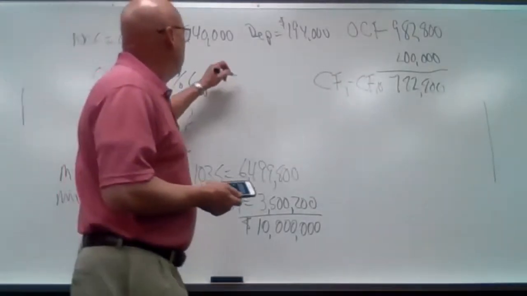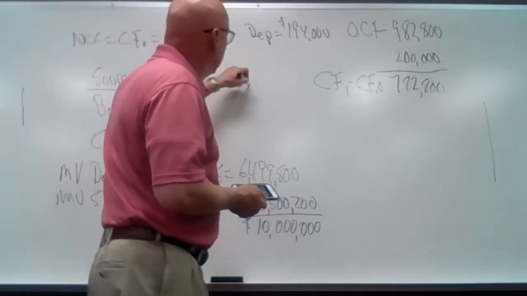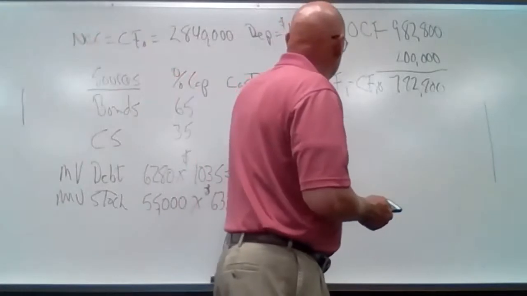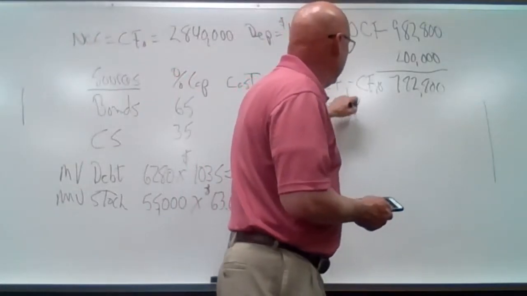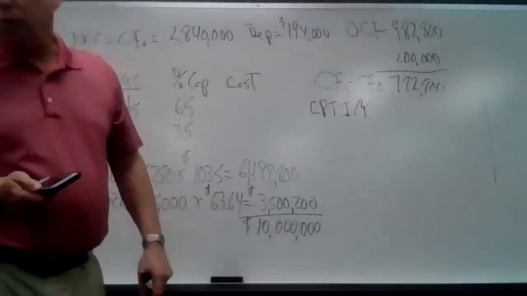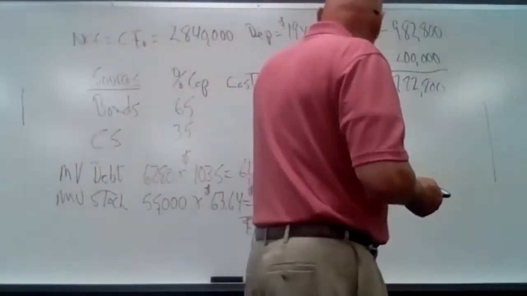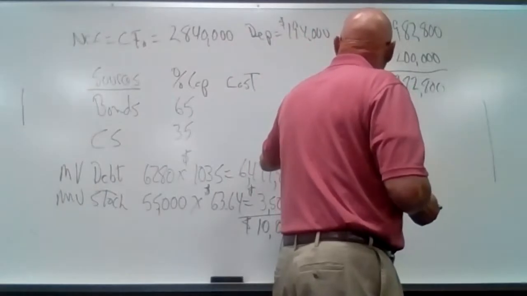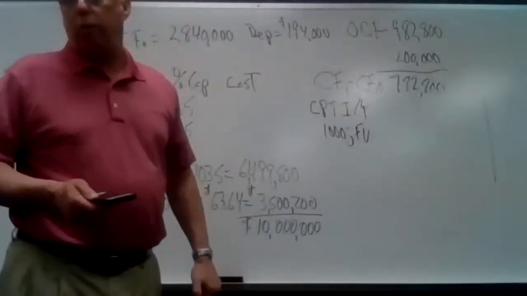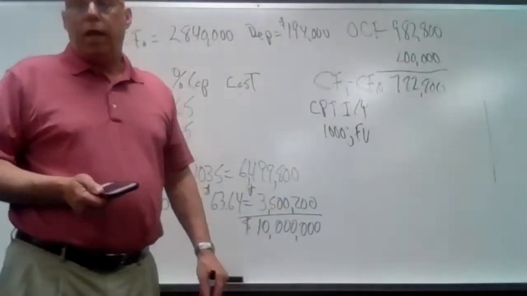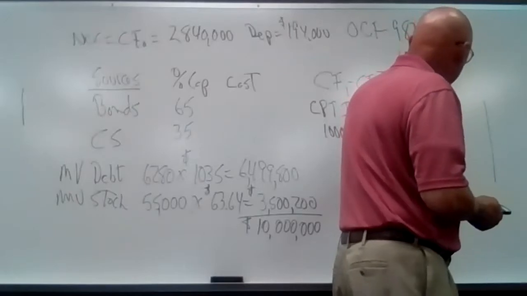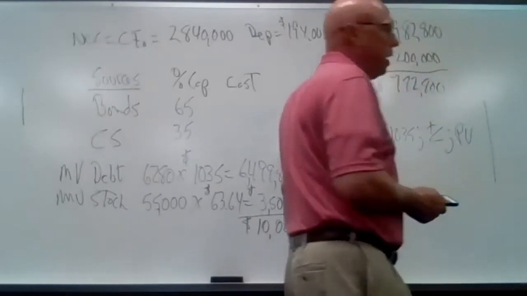Now we need to find the cost. Okay? So let's find the cost of the debt, which is compute I/Y. All right? So let's see, the coupon rate's 10%. So 1,000 is the future value. Always start with that because it's not listed there, but we know we're getting our 1,000 back. And 1,035 plus/minus is our present value.